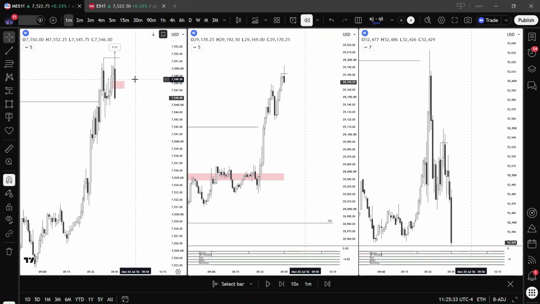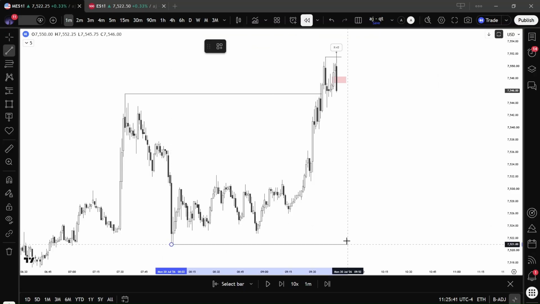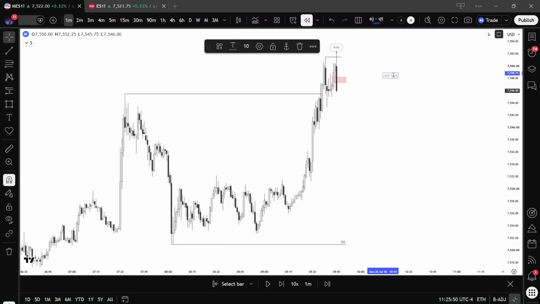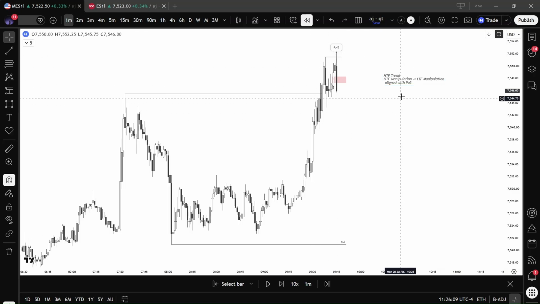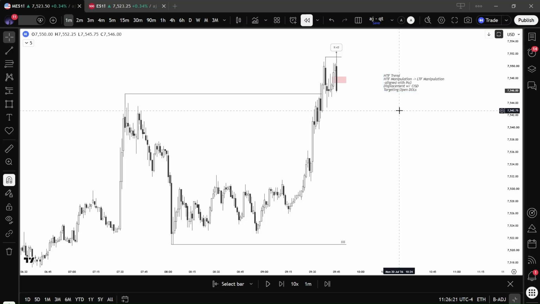We have this IFVG right here. I'll switch over to this, and I still have my draw on liquidity that is open down here. So what is this? We have our high time frame trend established. We have high time frame manipulation aligned with PO3. This is the high time frame manipulation, low time frame stop run. So now we have a high time frame protected high. Now we have displacement with CISD. That's really it. And then what are we doing? We're just targeting open DOLs. That's really the entire trade right there.